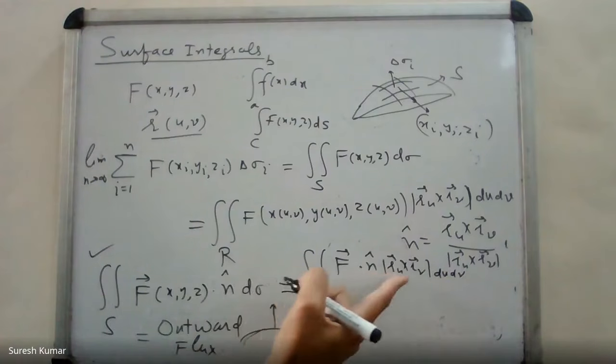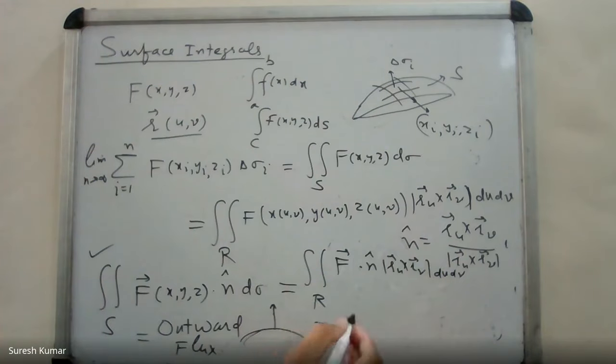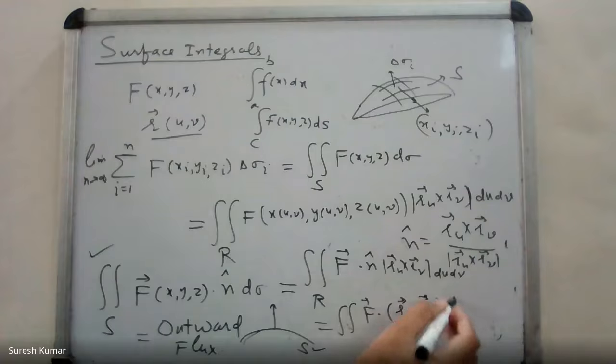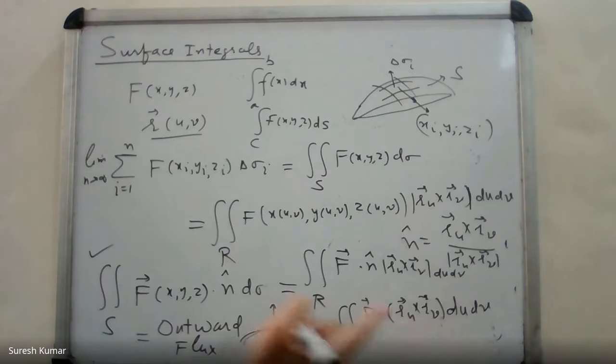So when you multiply n cap with this thing, what is left? F dot r_u cross r_v vector. You need not deal with the magnitude. That is the advantage. For outward flux, you need not deal with the magnitude of r_u cross r_v. So it is a simplified formula for the problems. You can make a note of it. Okay.